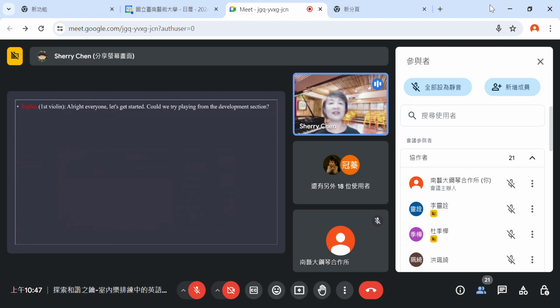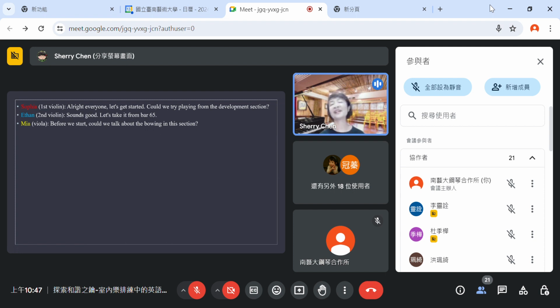Sophia: All right, everyone, let's get started. Could we try playing from the development section? Ethan, the second violinist: Sounds good. Let's take it from bar 65. Mia is the violist: Before we start, could we talk about the bowing in this section?